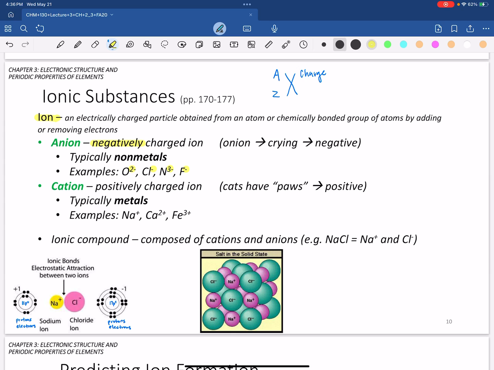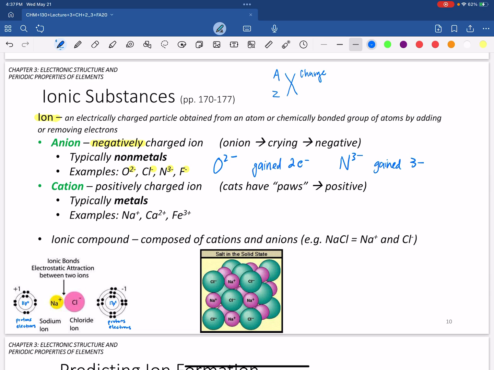What that charge is tells you how many electrons have been lost or gained. For example, O2 minus means that it has gained 2 electrons because electrons are negatively charged. So the more electrons you gain, the more negative charge you have. So O2 minus is an oxygen atom that was neutral but gained 2 electrons. N3 minus is a neutral nitrogen that has gained 3 electrons. We'll talk more about how to count overall electrons and protons in just a second.